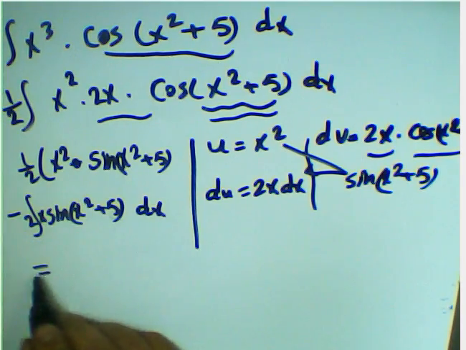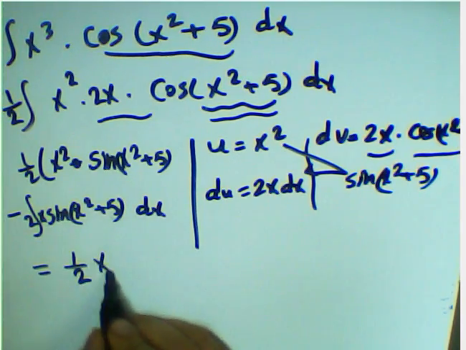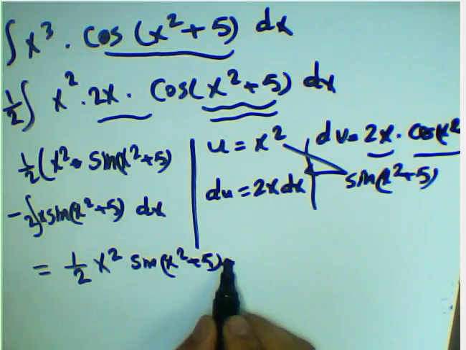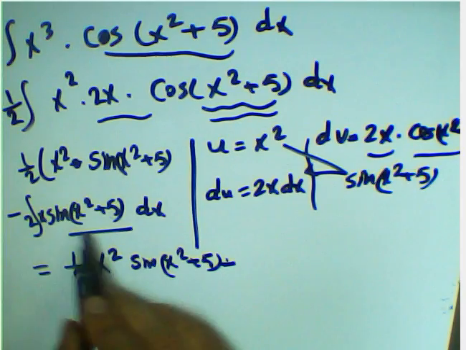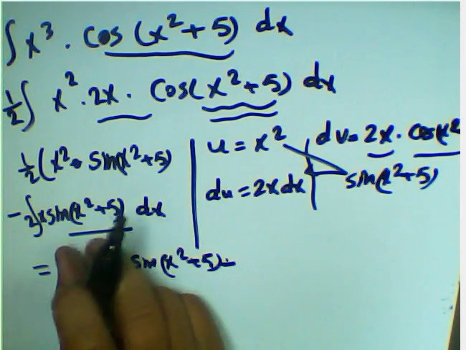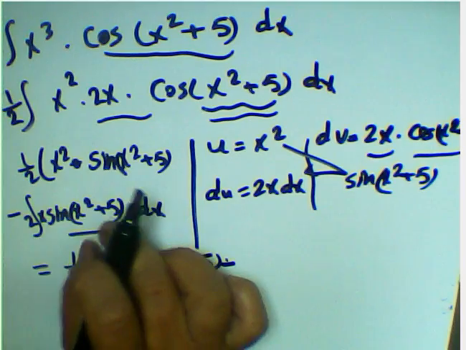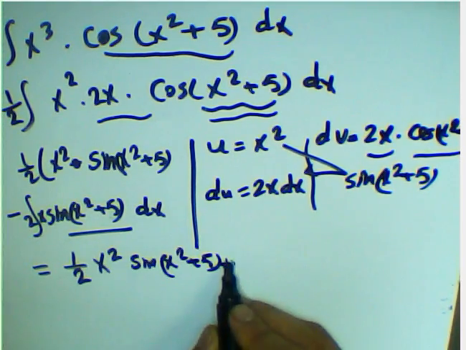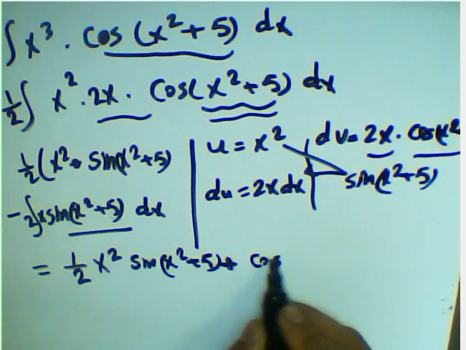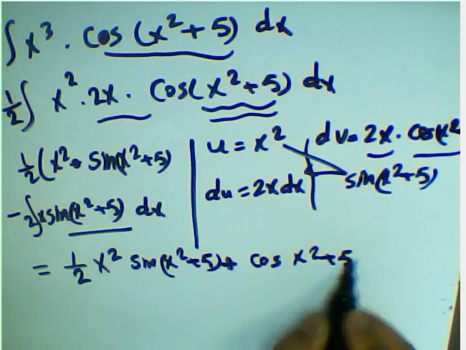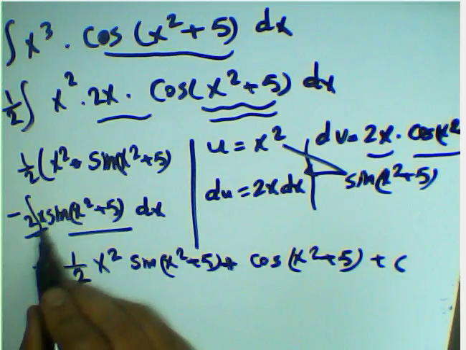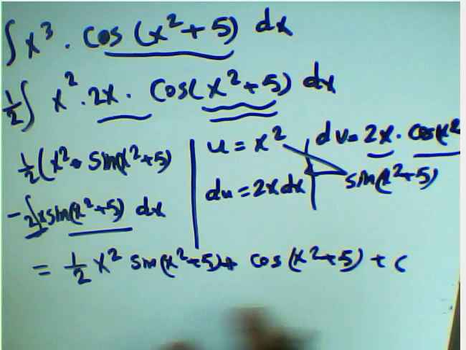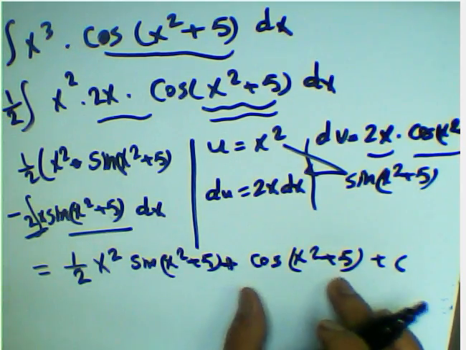Okay, so we can write the first result of x squared sine of x squared plus 5, and for this function we can find the integration because we have the derivative of the function, 2x, outside. So the integration of sine will be negative cosine, negative times negative equals positive, positive cosine of x squared plus 5 plus a constant, because we have the function and its derivative, the derivative of the angle being 2x, so we can cancel the derivative and write the function plus a constant.